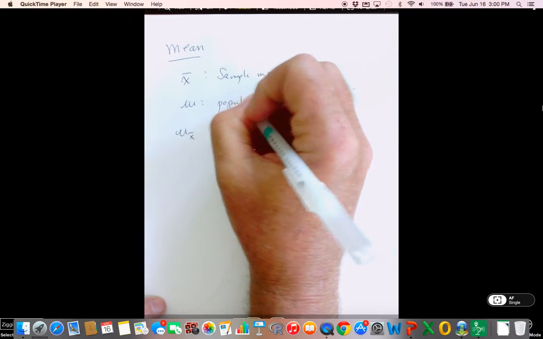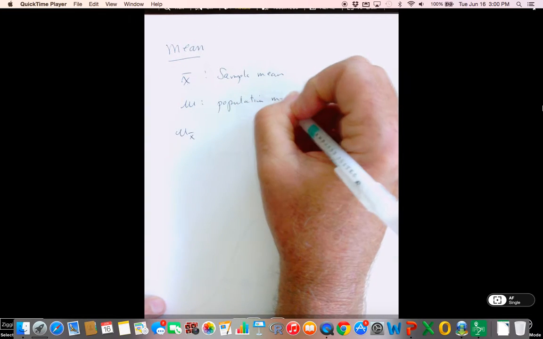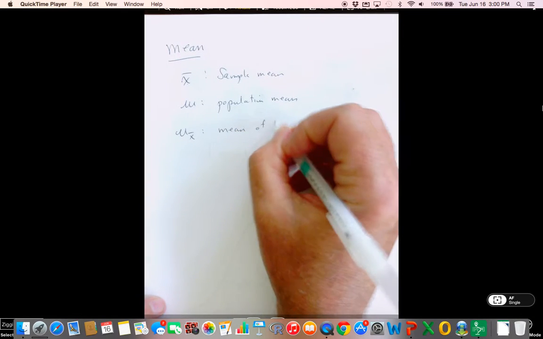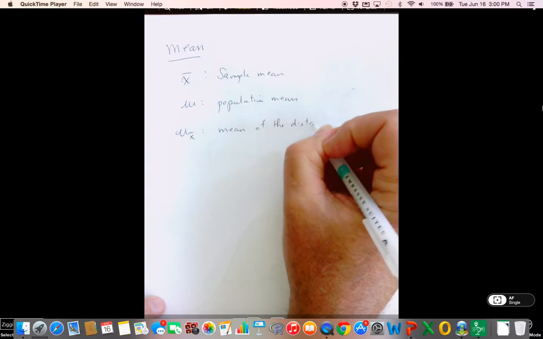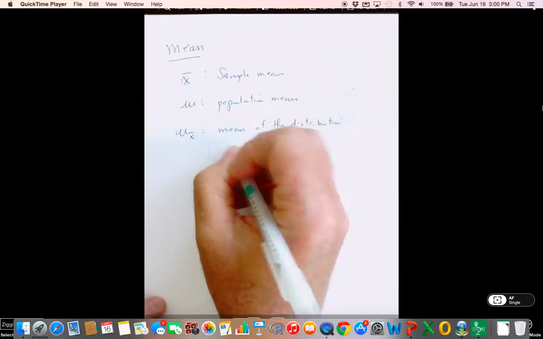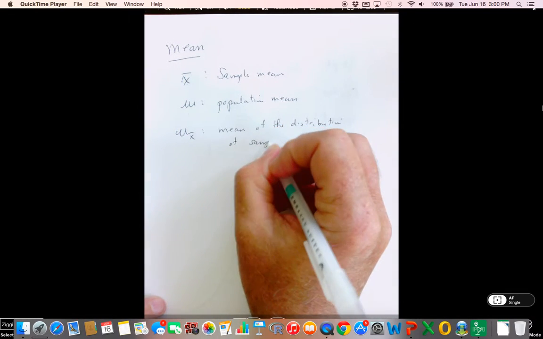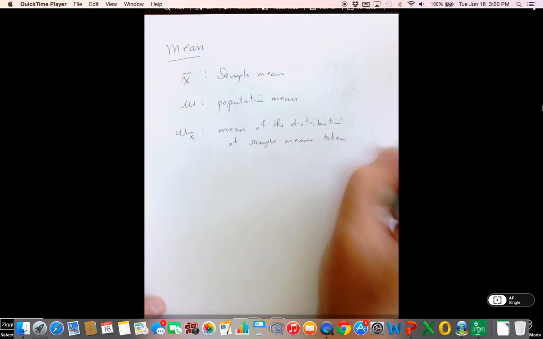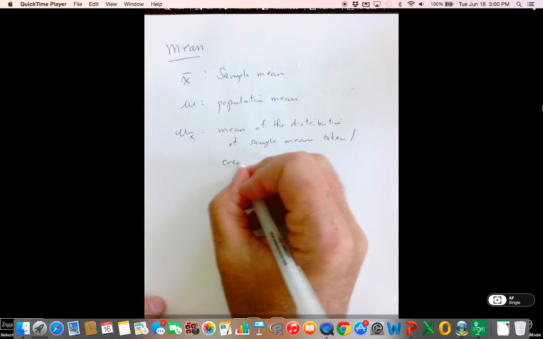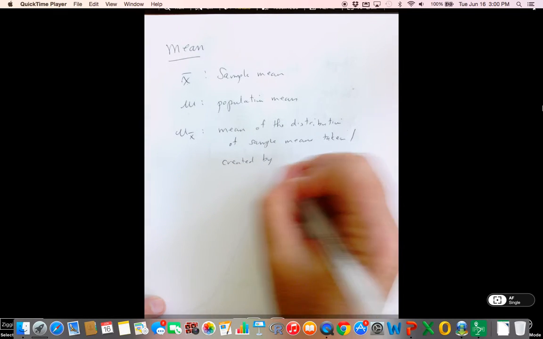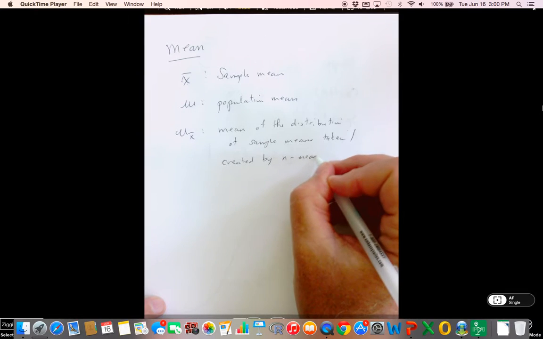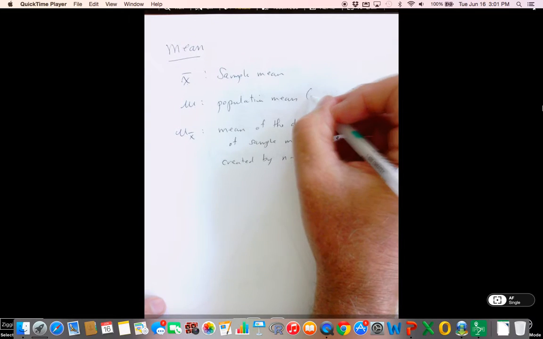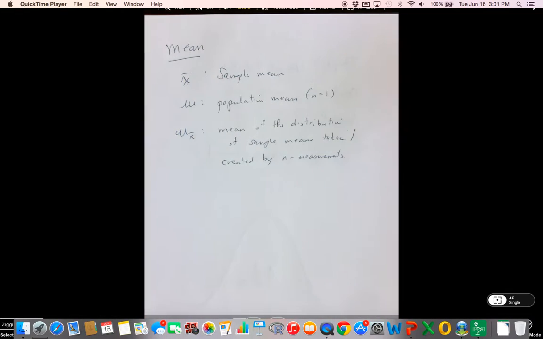This is the population mean. And this is the mean of the distribution of sample means, taken or created by n measures. These up here are created one at a time.